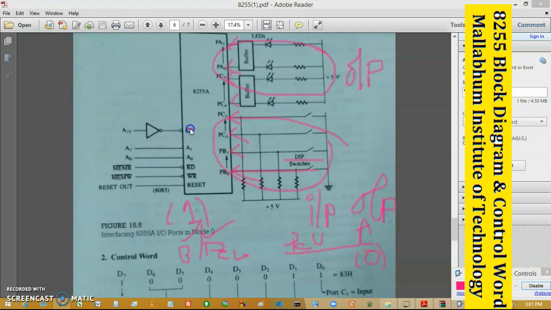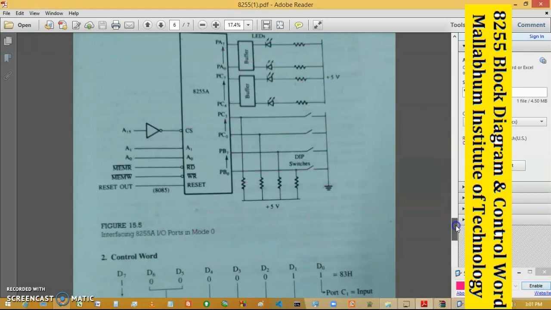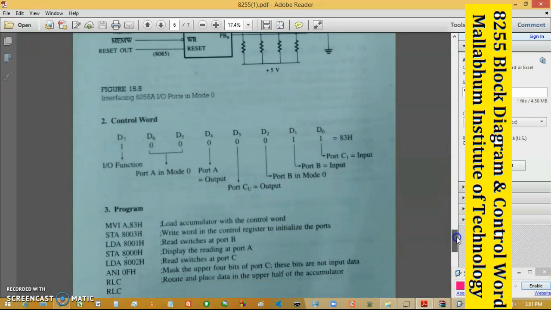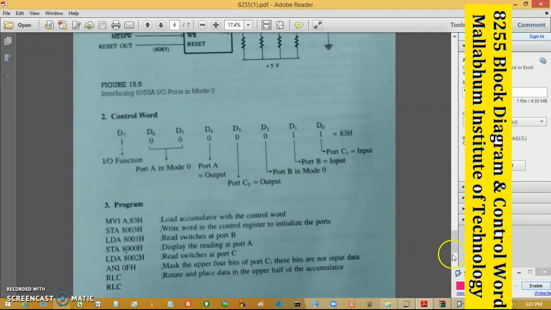We have connected some switches, we have connected some LEDs. Now depending on the switch, the LED will be on and off. Okay, so we are reading the input switch and we are outputting that to the corresponding output ports. So the problem statement is clear, I hope. So next we will discuss the control word format.